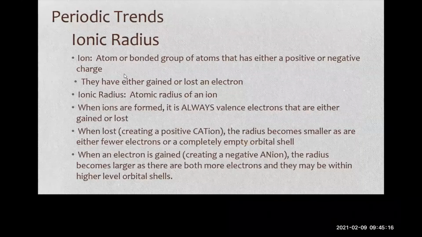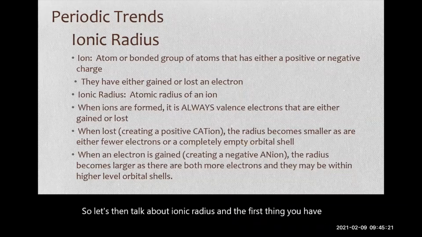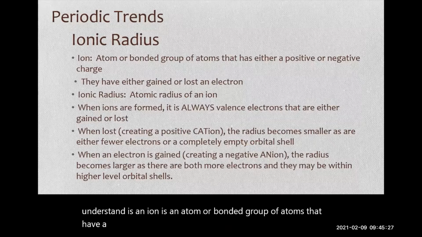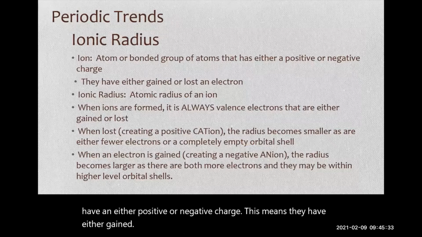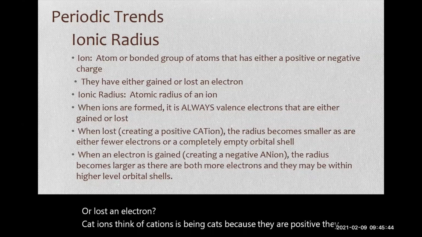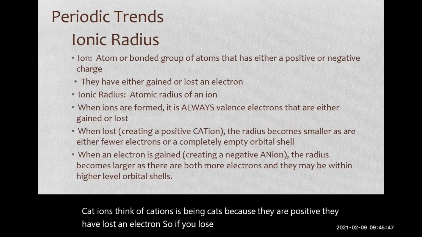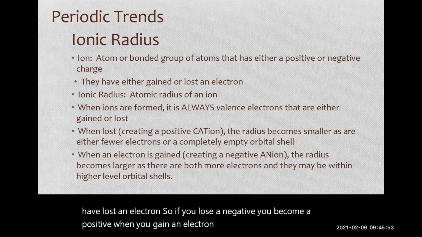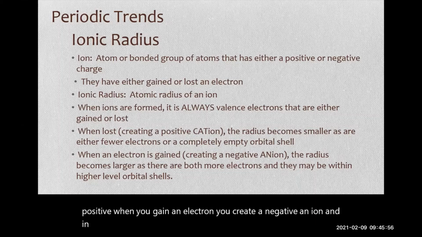So let's then talk about ionic radius. And the first thing you have to understand is an ion is an atom or bonded group of atoms that have either a positive or negative charge. This means they have either gained or lost an electron. Cations, think of cations as being cats because they're positive. They have lost an electron. So if you lose a negative, you become a positive. When you gain an electron, you create a negative anion, and then the orbital becomes larger.